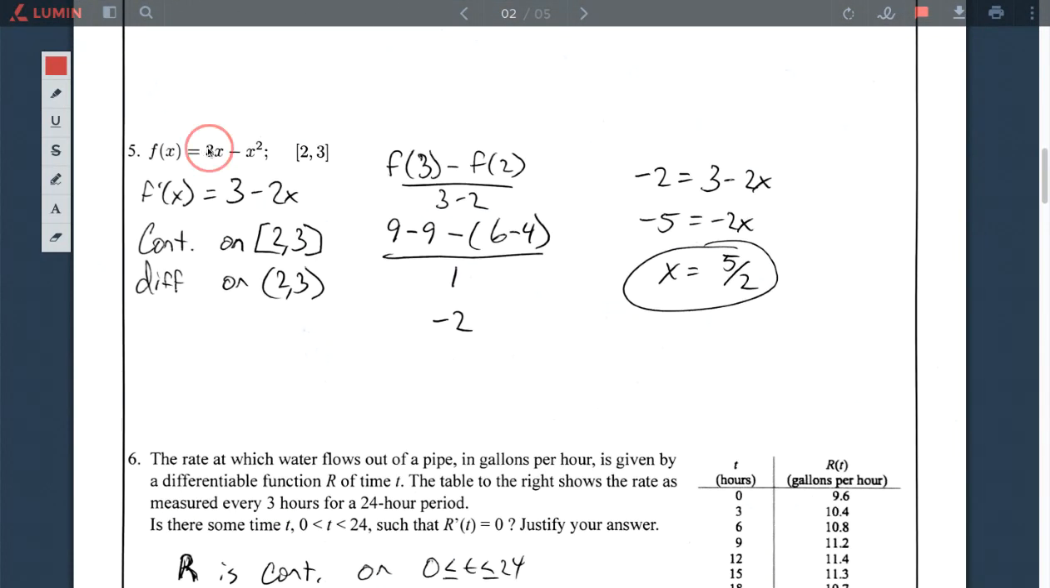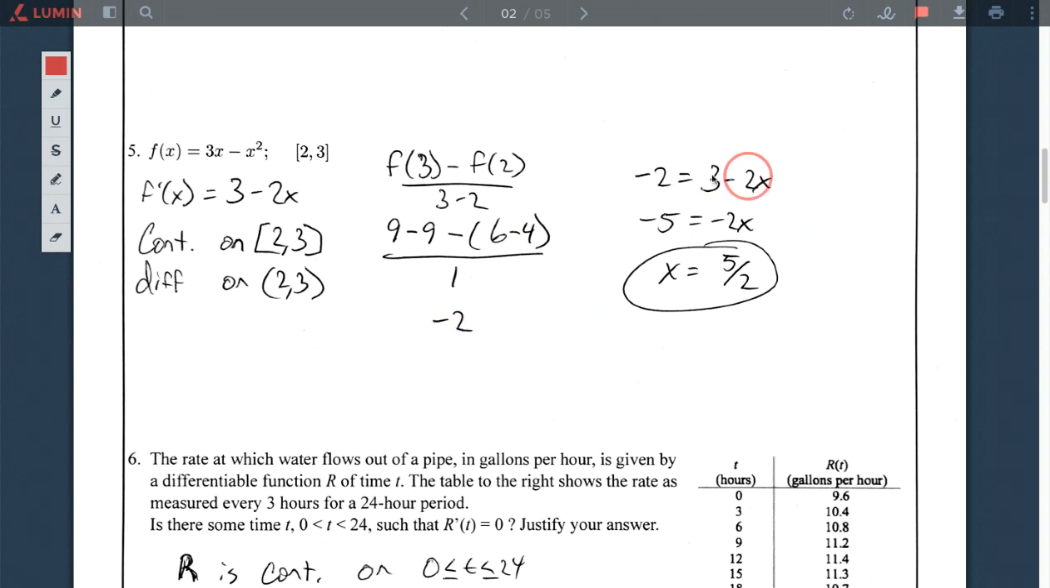Number 5, this one, definitely no continuity issues. I take the derivative, definitely no issues with the derivative. So we are continuous on the closed, and we're differentiable on the open. So then I find my average rate of change, f of 3 minus f of 2 over 3 minus 2. Plug in 3, that's going to be 9 minus 9. I plug in 2, that's going to be 6 minus 4. So this is 0, this is 2, but it turns into a negative 2 divided by 1.